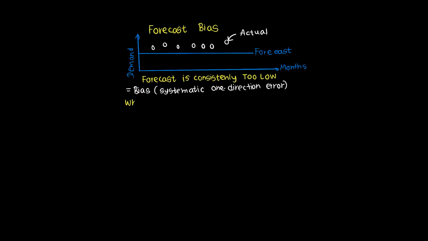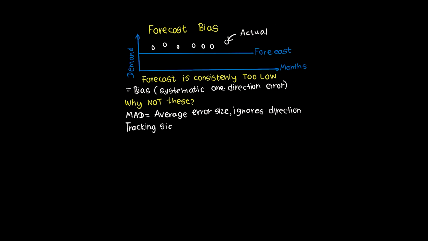Mean absolute deviation, MAD, measures the average size of forecast errors, but it ignores the direction. It tells you your forecasts are off by 50 units on average, but it does not tell you whether they are consistently too high or consistently too low.